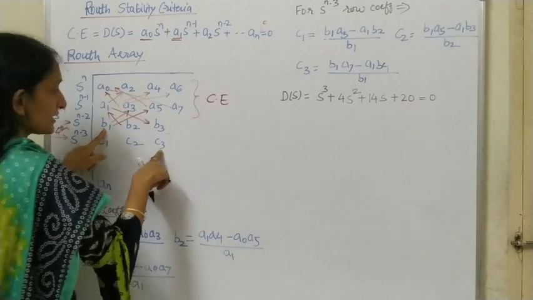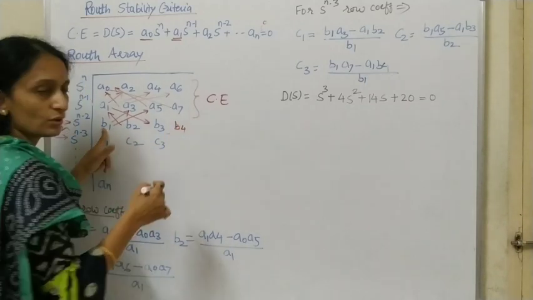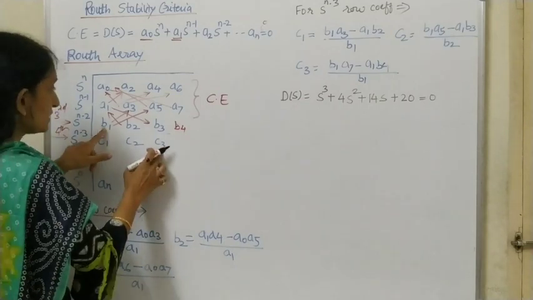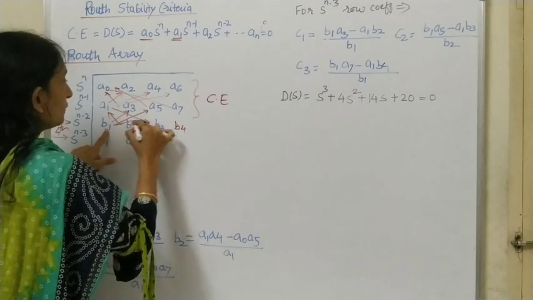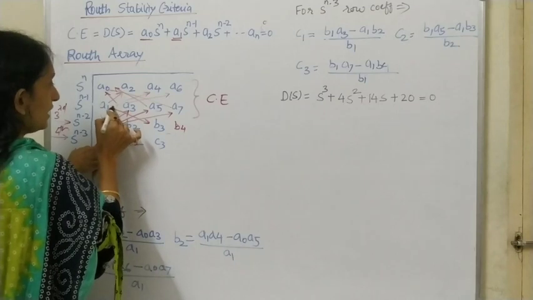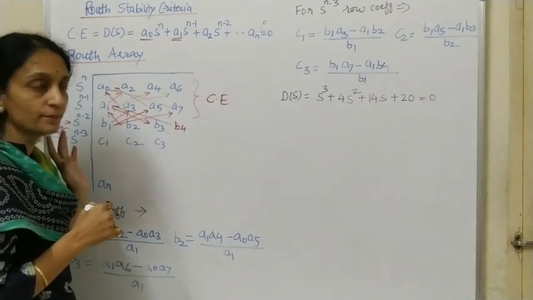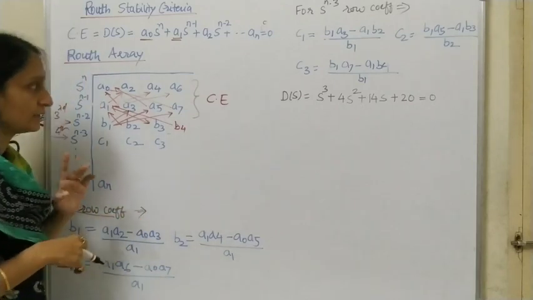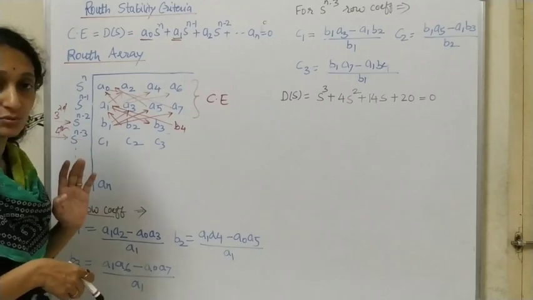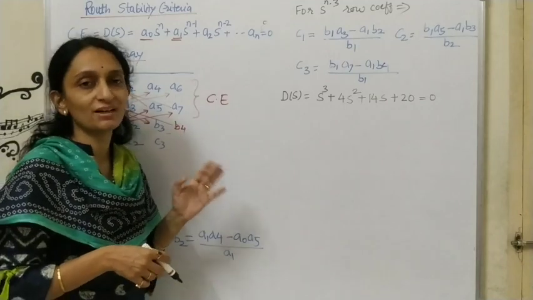Now the last one is C3. Suppose a term is not given, you can put 0 there, and you will multiply it with 0. So C3 is equal to B1 A7 minus A1 B4 upon B1. I hope you got the concept, but this will be clearer after substituting the actual values. So we will consider one simple numerical to form the Routh array.